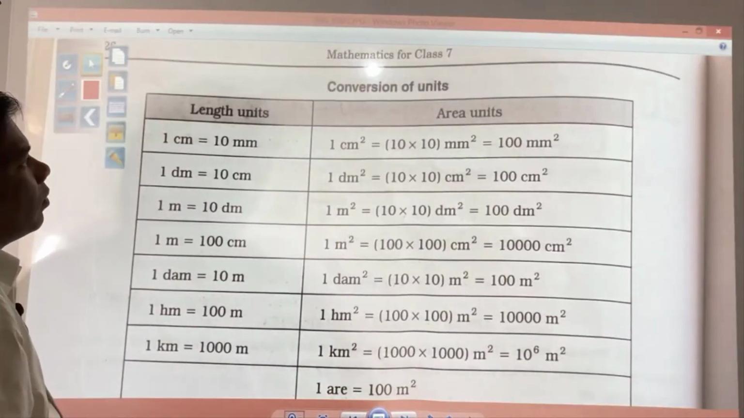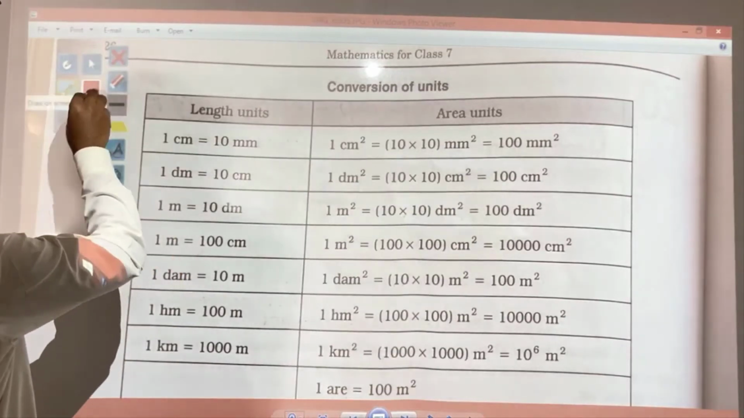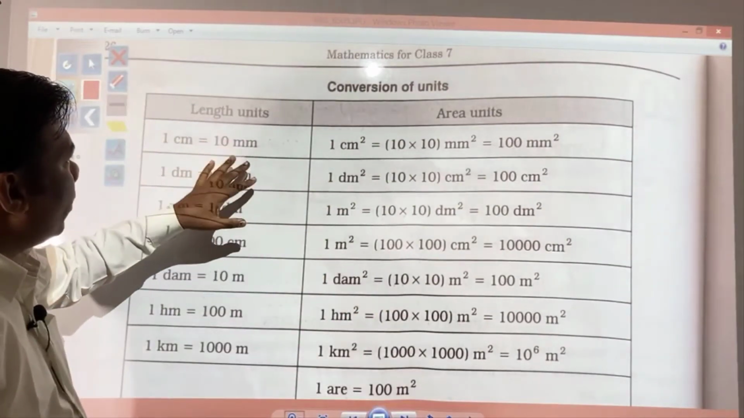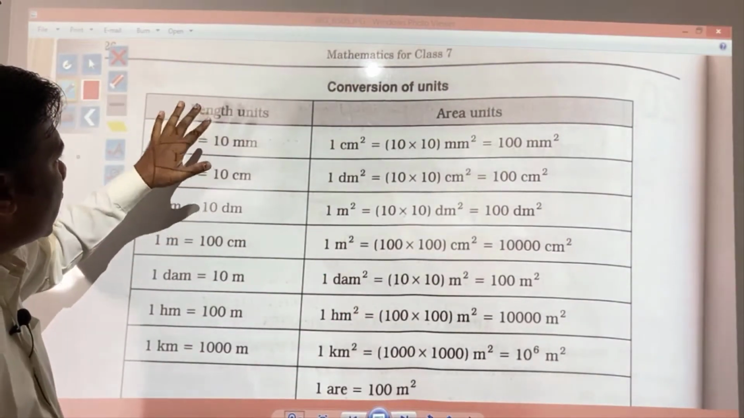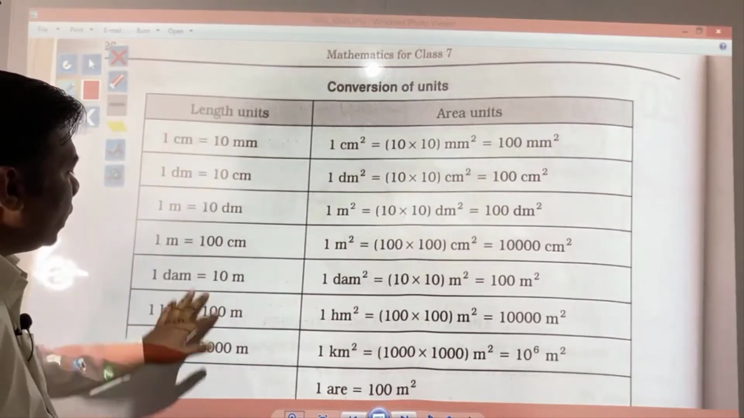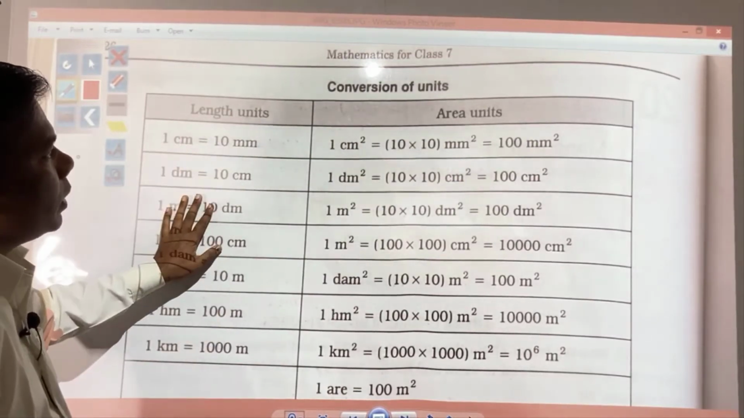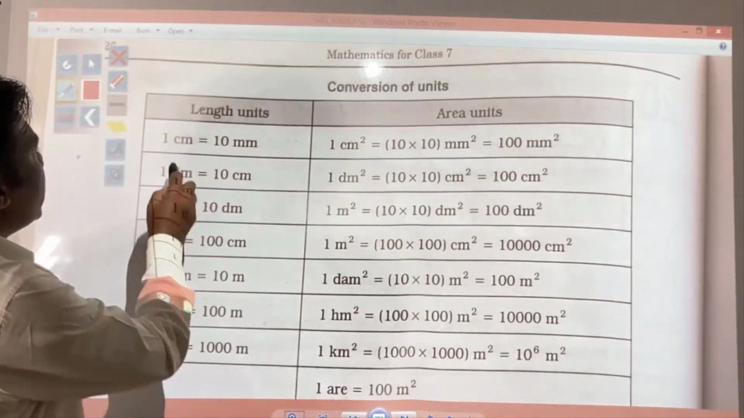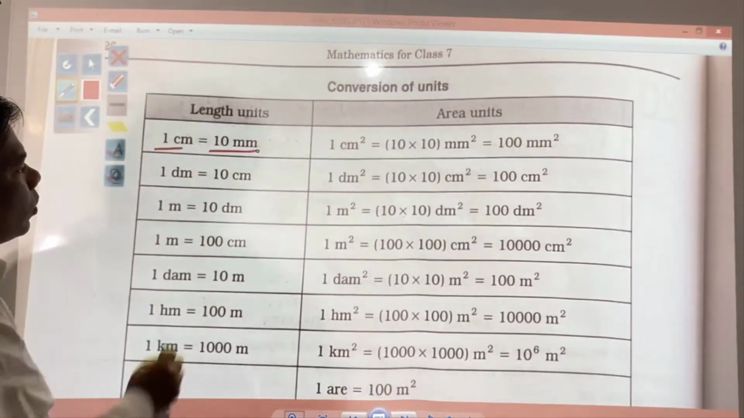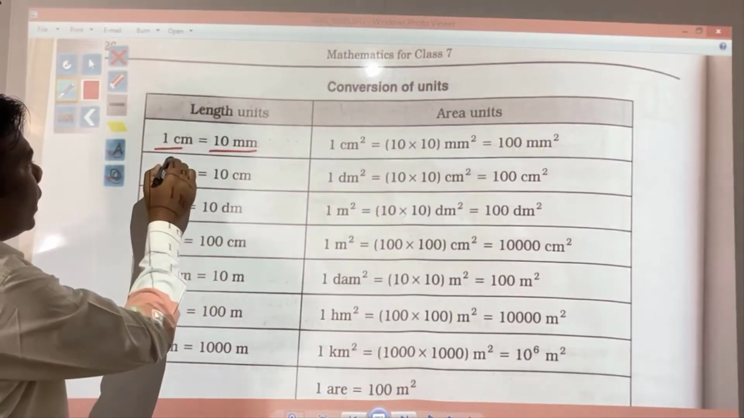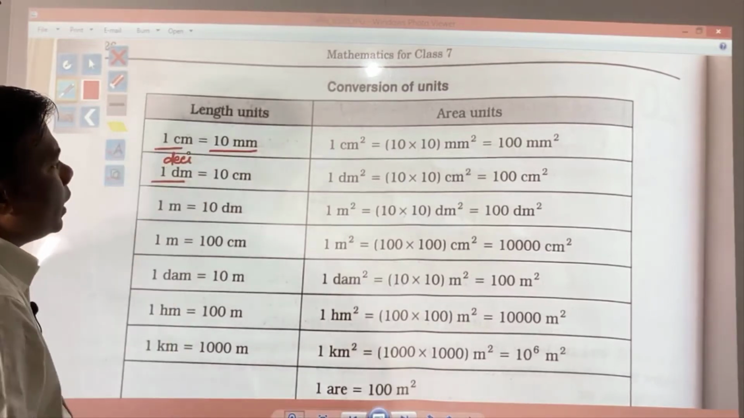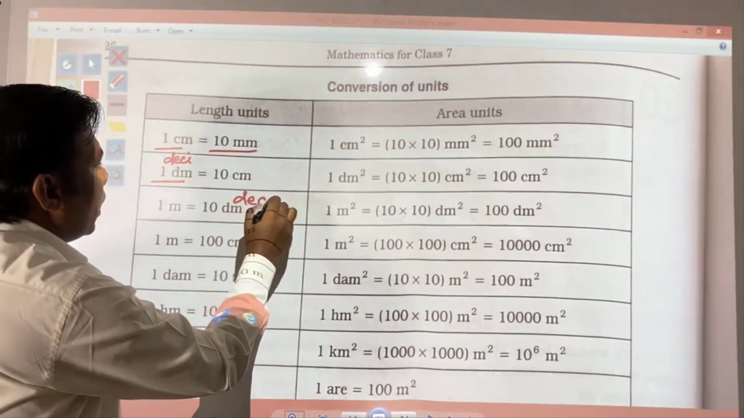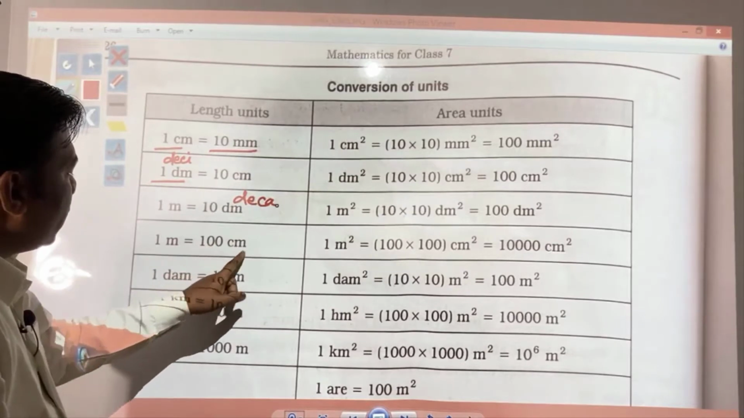Then we have conversion of units, and this is again very important for you. This from the very childhood you have been learning. You might have remembered also. This length unit is very important to remember. You must remember this thing. And even area has been given. Just go through it and you must know. Here you see, 1 centimeter is equal to 10 millimeter. That you know. 1 decimeter is equal to 10 centimeter. 1 meter is equal to 10 decimeter. 1 meter is equal to 100 centimeter.